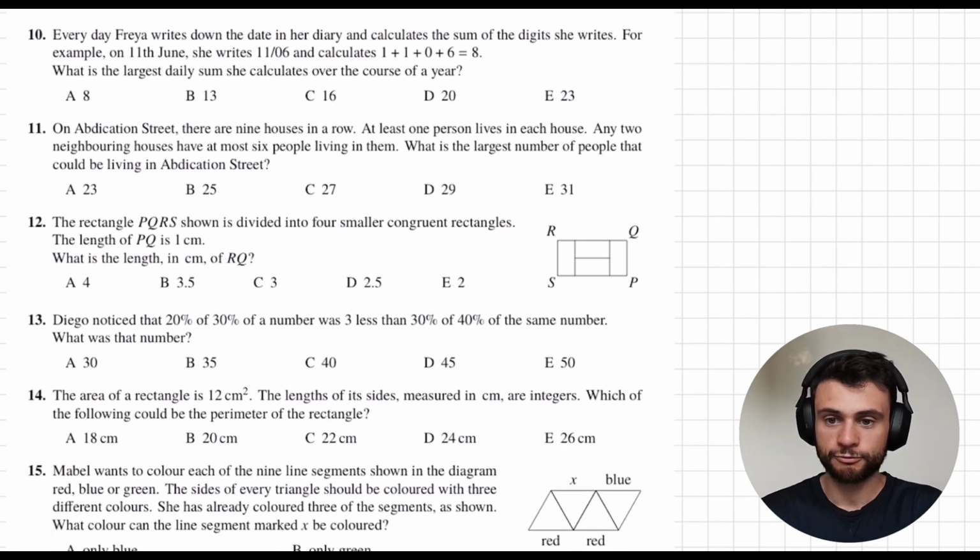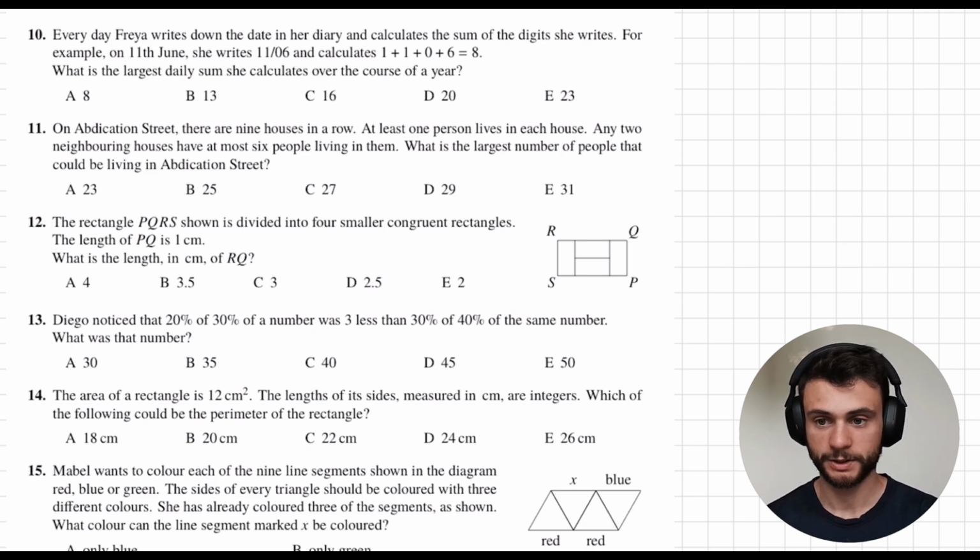Every day, Freya writes down the date in her diary and calculates the sum of the digits she writes. For example, on the 11th of June, she writes 11/06 and calculates 1 plus 1 plus 0 plus 6 equals 8. What is the largest daily sum she calculates over the course of a year?